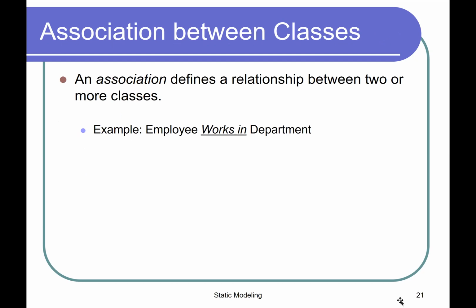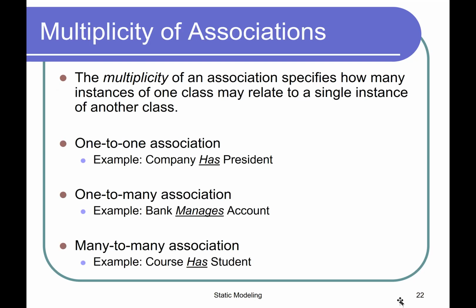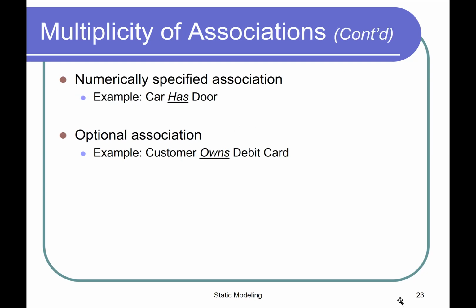Now, here's the thing. I can have association. It defines the relationship between two or more classes. An employee, for example, works in a department. We've already seen that. There's a couple of slides here that are repeated. Numerical specified association: a car has a door, and it could be one door, two door, four door, five door, and so on. Optional: a customer maybe owns a debit card, maybe not. So it doesn't have to be.